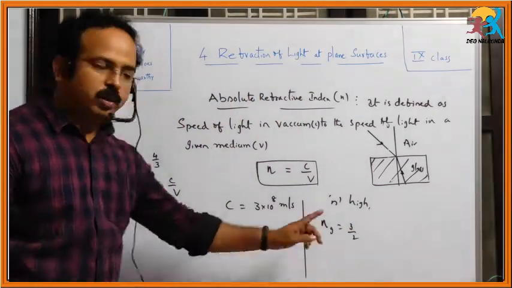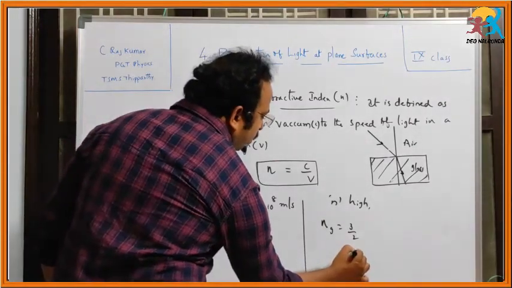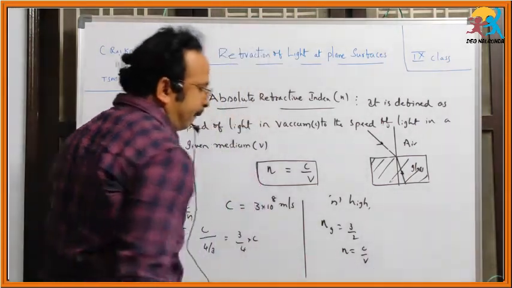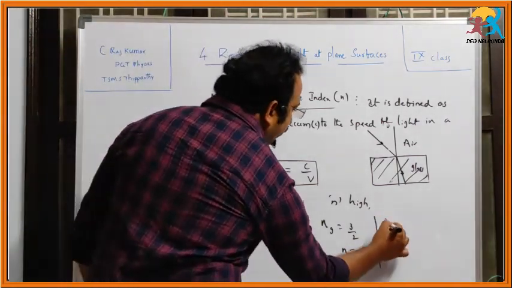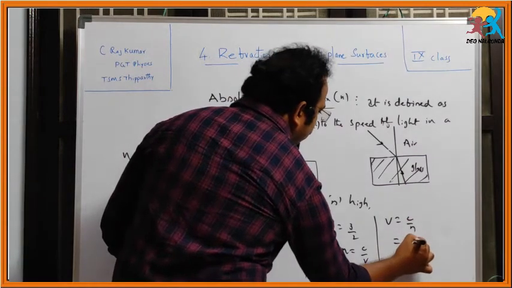Refractive index of glass, how much? 3 by 2. What is the meaning of this? That means we know that refractive index is equal to C by V. We want to find V, so V is equal to C by n.